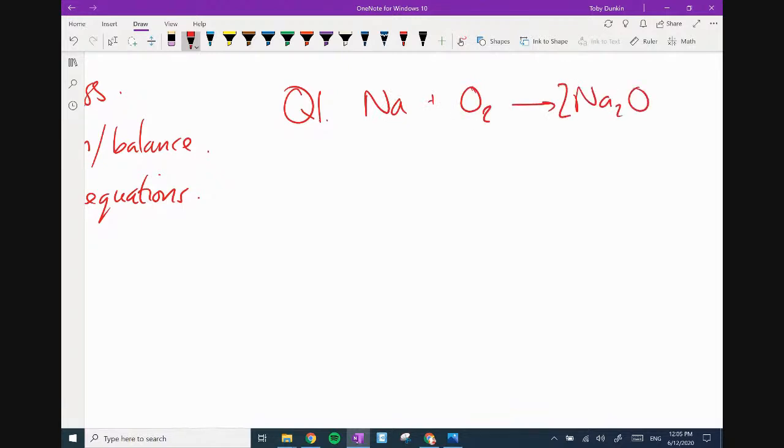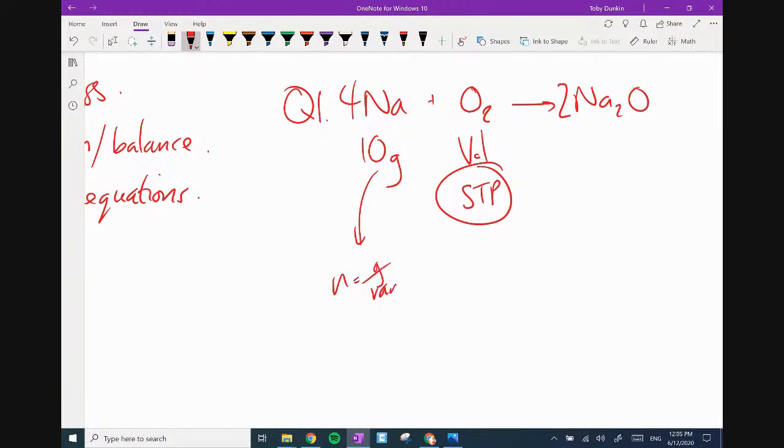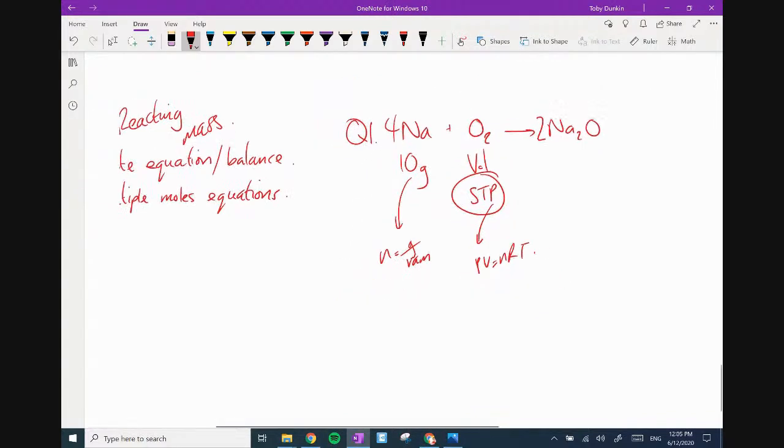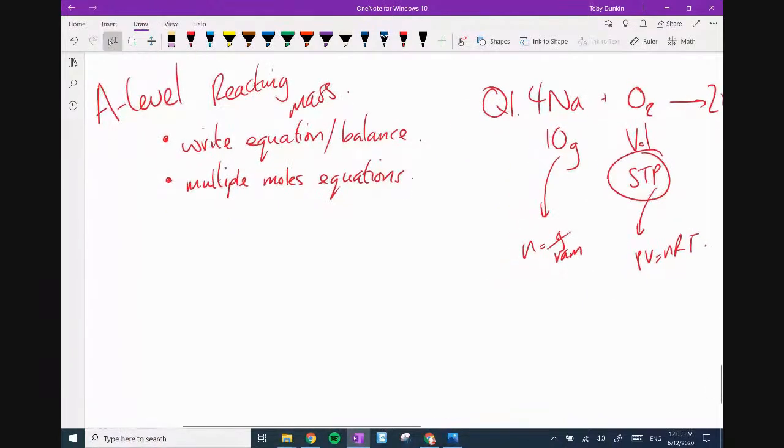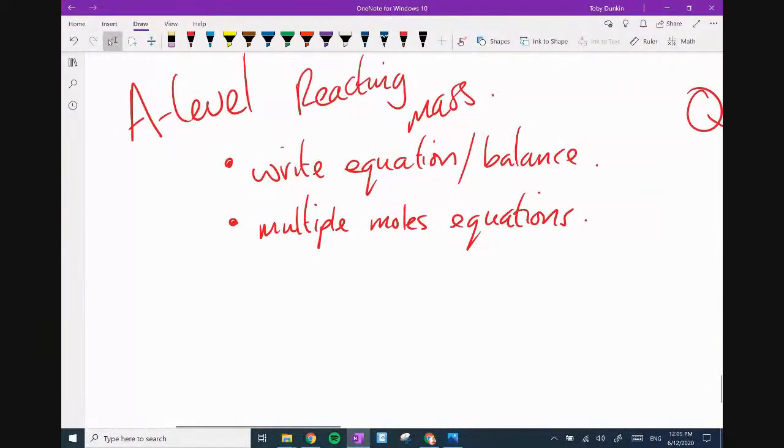What they're going to do is give you 10 grams of that and ask you for the volume of oxygen needed at STP. So you realize you have to use grams over Mr here, but here you're using PV equals nRT. It's not complicated. You've just got to realize that you can move between these equations succinctly. They all get you to moles, and so they're just going to combine them. It's not actually as difficult as you think.